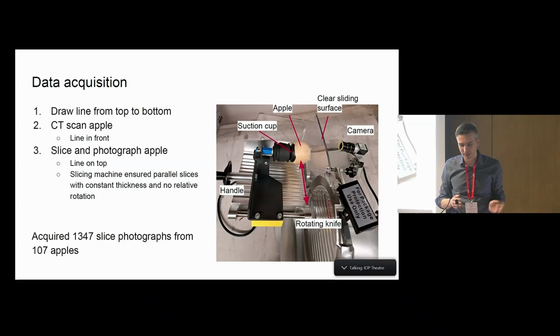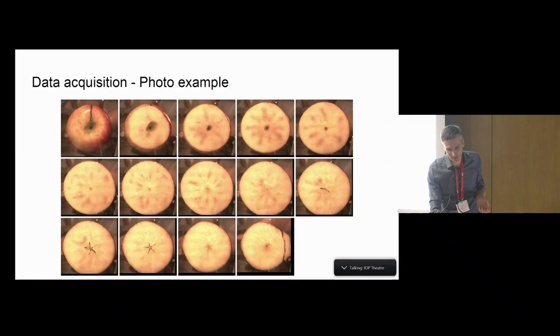We did this for more than 1,000 photographs of more than 100 apples. And these data sets look like this. For each apple, we got about 10 usable images. On the end of the apple, usually some parts started breaking off, so these were excluded for the image registration.